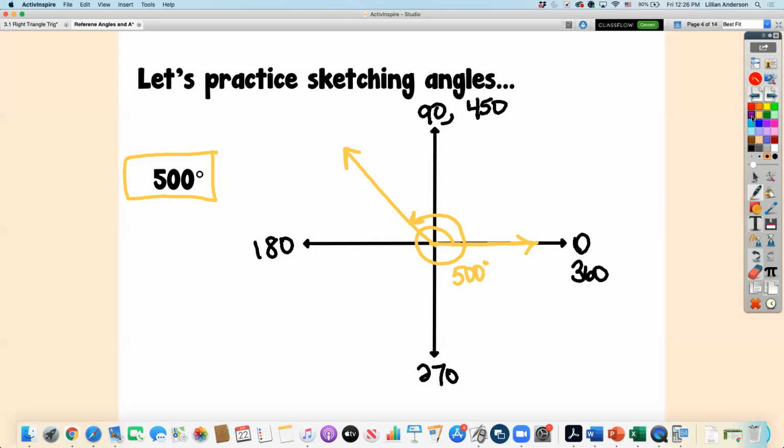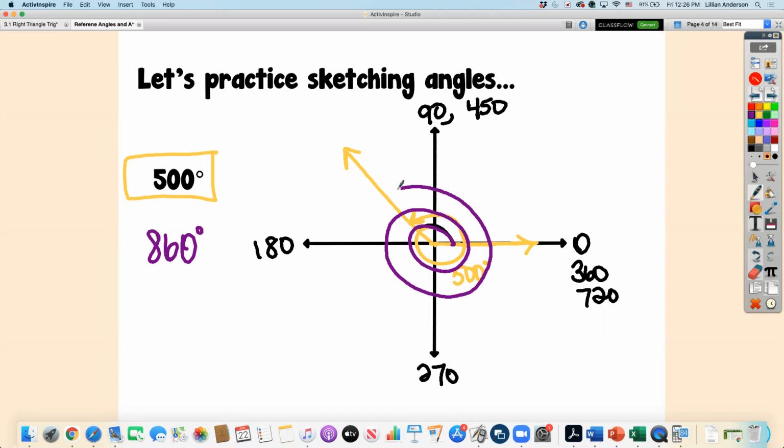Someone give me a coterminal angle to 500 degrees. 860. So, what's 360 plus 360? 720. 720 would be me going around 2 times, which is what I'm going to have to do here. So that's once, 360 degrees, twice, 720. 860 is going to put me back at the same terminal side just after going around 2 full times.